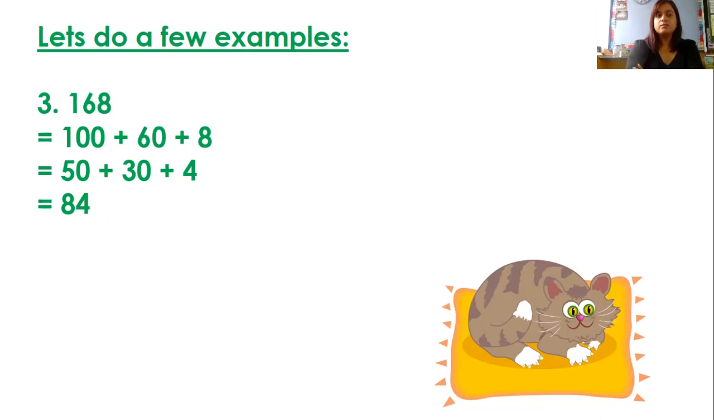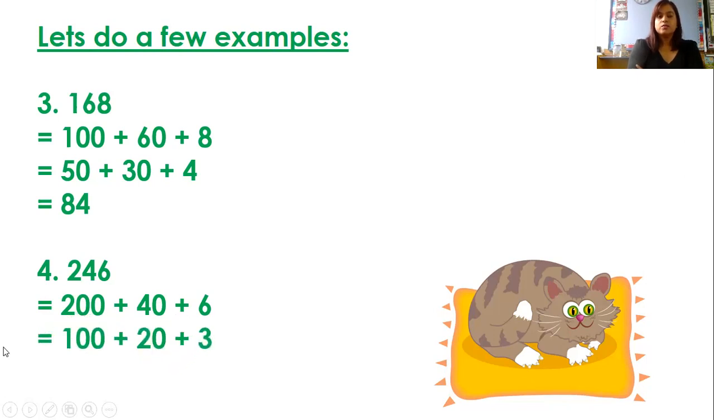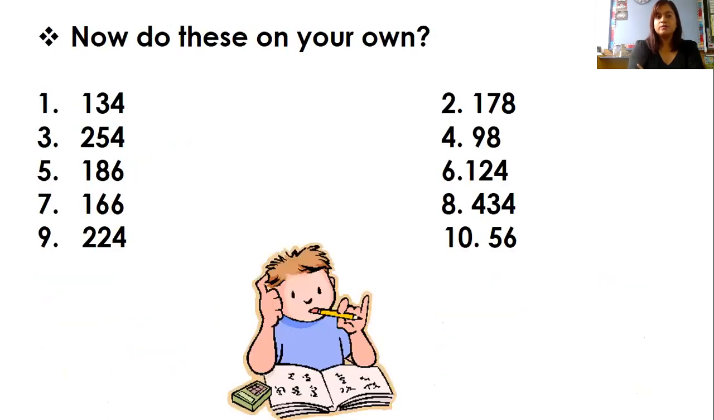Last example, number 4 is 246. So grade 3s, I'm breaking up the number here, 200 plus 40 plus 6, and then I'm going to halve each number, okay? So half of 200 is 100, half of 40 is 20, and half of 6 is 3. And that is my final answer when I add them together. I hope you all understand the method that we use.